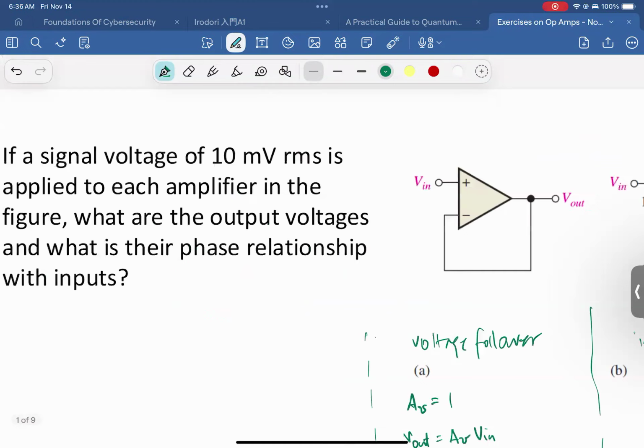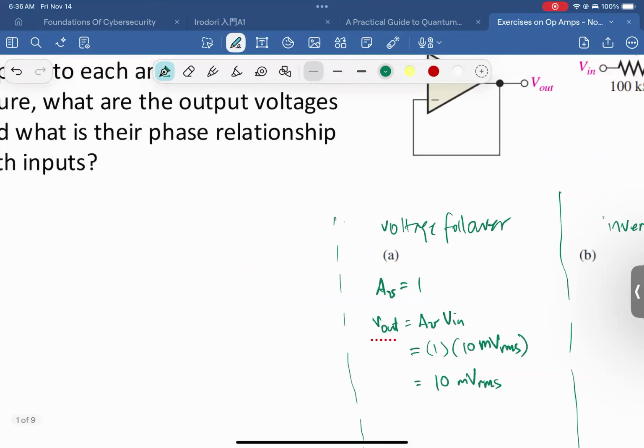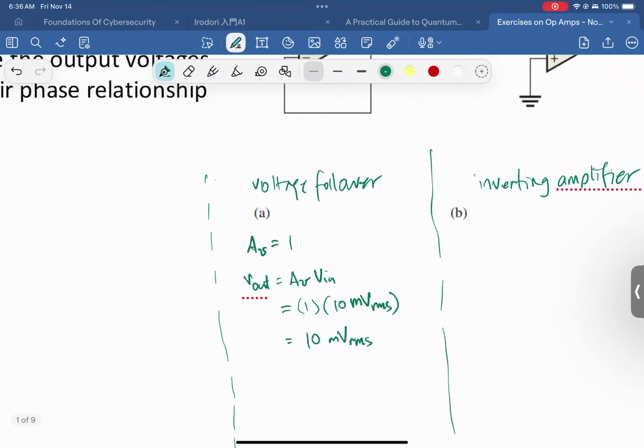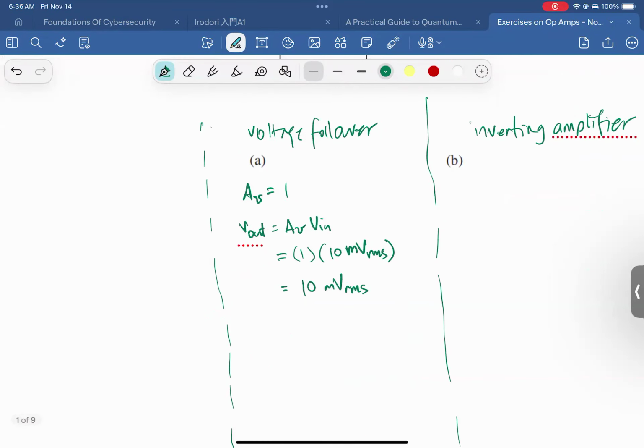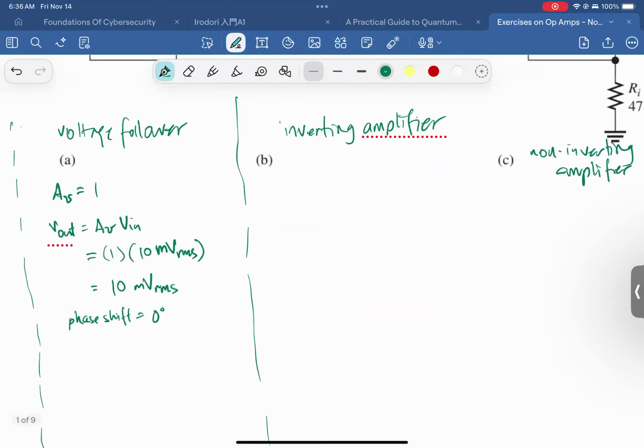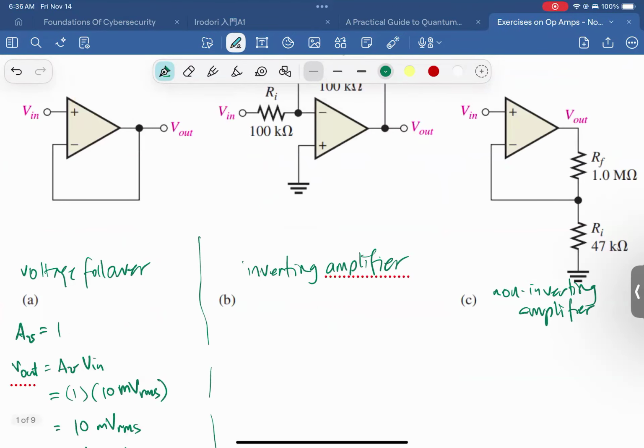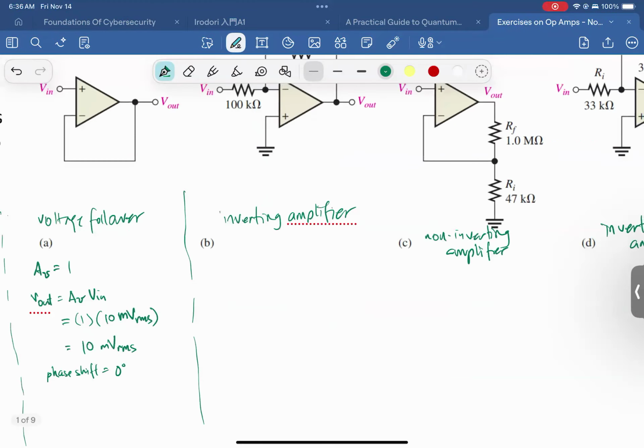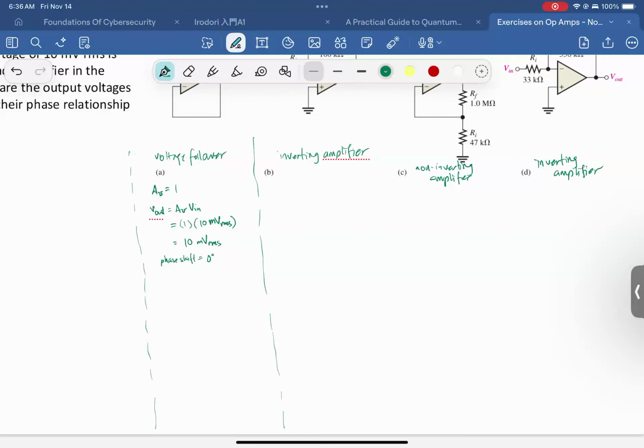Okay. And then ano yung phase relationship with the input? So the voltage follower does not introduce a phase shift. So the phase shift here is 0. Okay, so kung ano man yung input signal mo is exactly your output signal in terms of yung amplitude and also in terms of the phase. Okay, so next. Here you have an inverting amplifier.